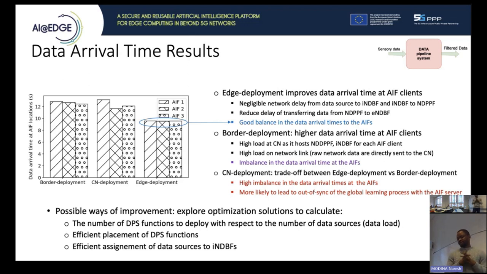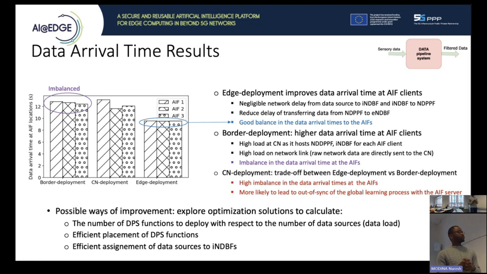As the network data preprocessing function is deployed closer to the data source, the data sent to the egress network data broker function is reduced, so we have a reduced delay of transferring data from the preprocessing node to the egress network data broker. In terms of synchronization, we have a good balance in the data arrival time at the IEF, which will contribute to synchronizing the learning process between the IEF client and the IEF server.